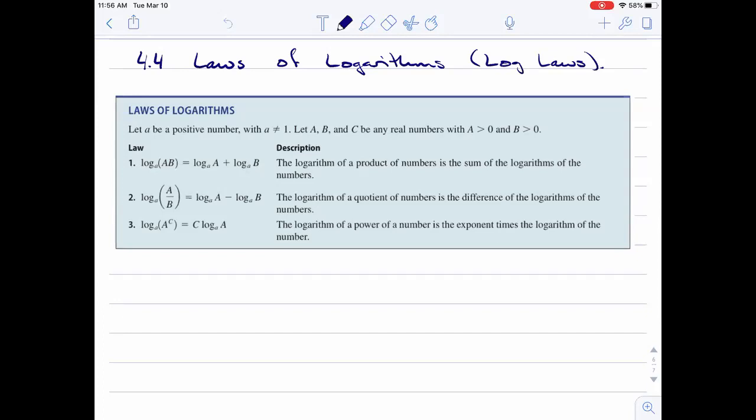If we've got log of A over B, so if we're dividing inside, then we end up subtracting on the outside when we split these up, right? And then here is that property that we already touched on, that the log of A to the power of C can be written as C times the log of A, right? And so this is how we're going to be able to bring that power down.